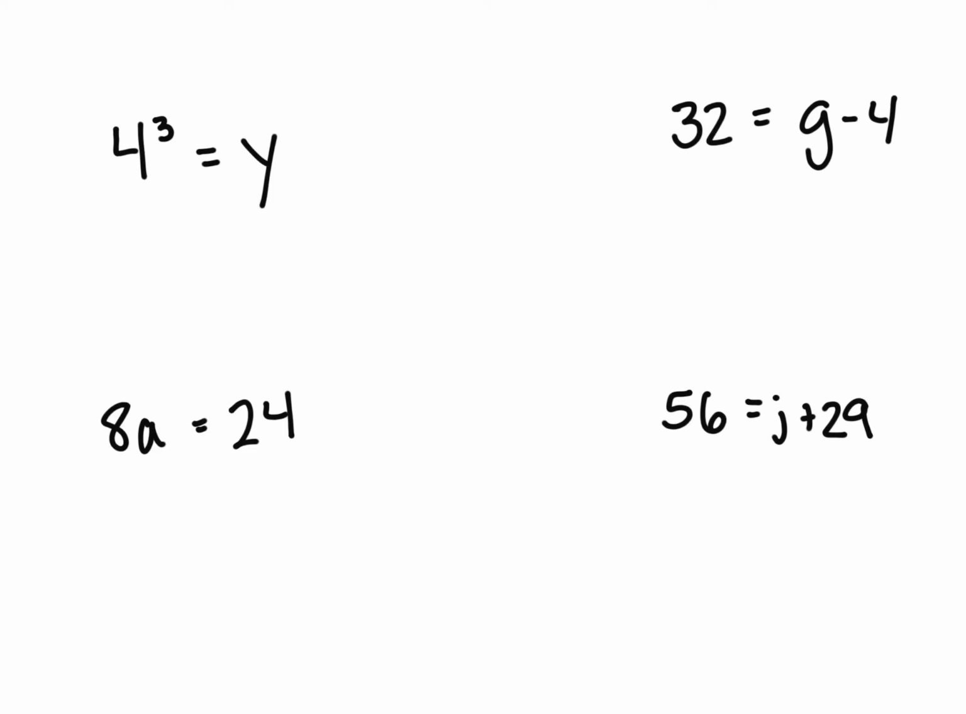Our job is to find which value for each variable makes these equations true number sentences. 4 cubed is the same as saying 4 times 4 times 4, which is 64.